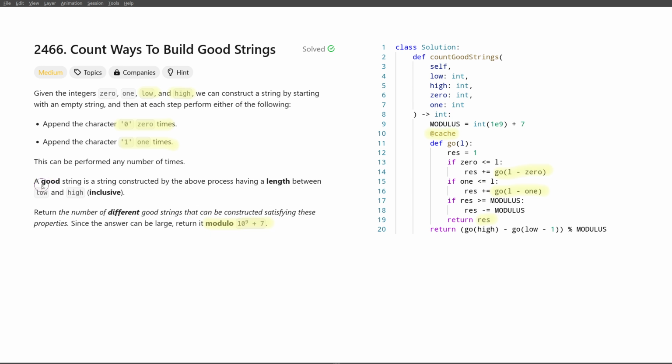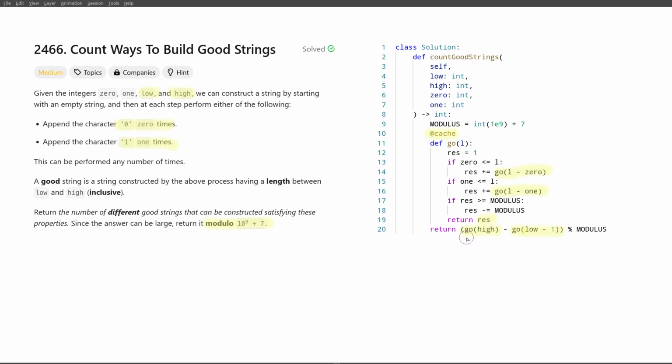Because to count the number of strings of length between low and high, we can just calculate the number of strings of length up to high and subtract all the bad strings. And bad strings here are strings that have length up to high, but they have length that's lower than low. So lower than low means at most low minus 1. So we count the number of strings of length low minus 1. And the difference between those two is our result.